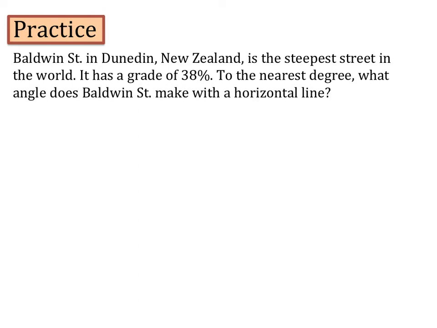For this problem, it's going to be helpful to draw this out. The key information here is going to be this 38%. What this says is that for every 38 feet that this street increases, it goes 100 feet. So that's where they get the 38% from.